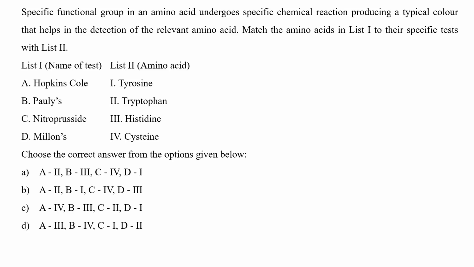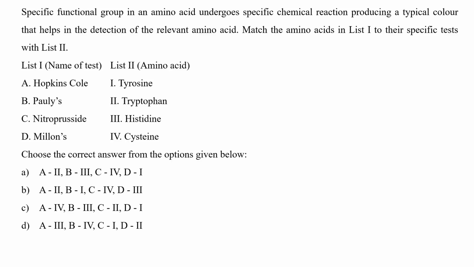Hopkins color test is used to find out the indole ring. Upon reaction, indole ring gives the violet color. Now, indole ring is present in which amino acid? That is tryptophan. So A has to be connected with second, that is tryptophan.